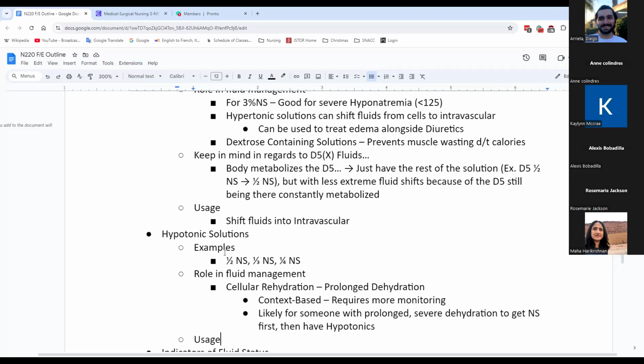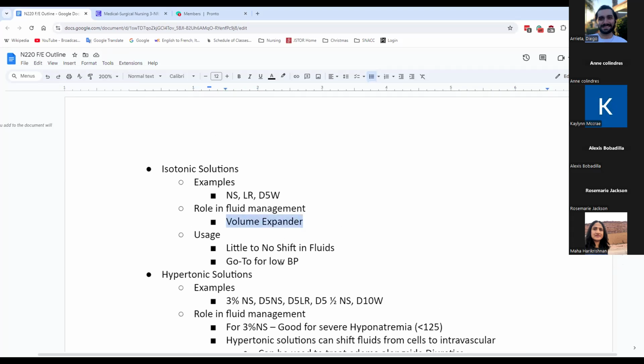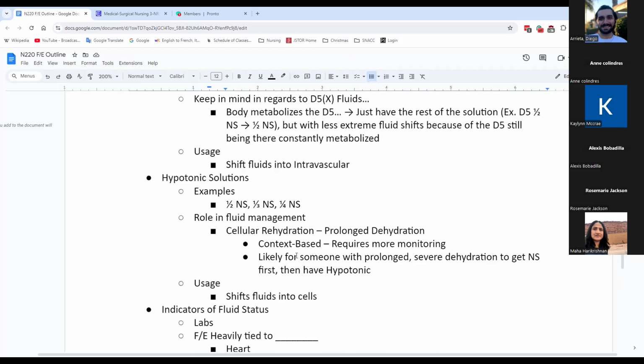And this is going to be shifts fluids into cells. Yeah, and then hypotonic. Yeah, we would start iso and then go hypotonic, because at the end of the day, if someone is severely dehydrated, we need volume expander. So again, go-to for low BP, dehydration. I'll put that here. If they're severely dehydrated, they will likely have low blood pressure and stuff. So we need to expand the volume first, and then we can start playing around with the fluid shifts.